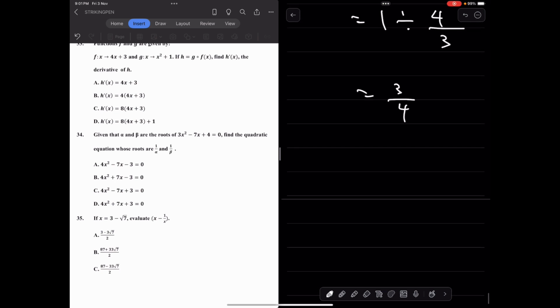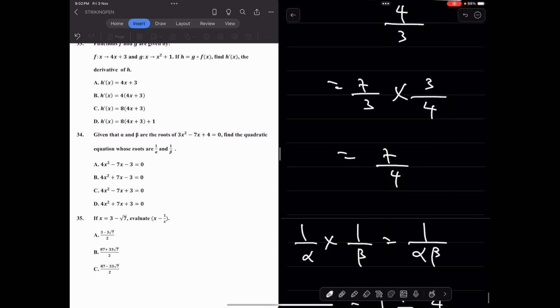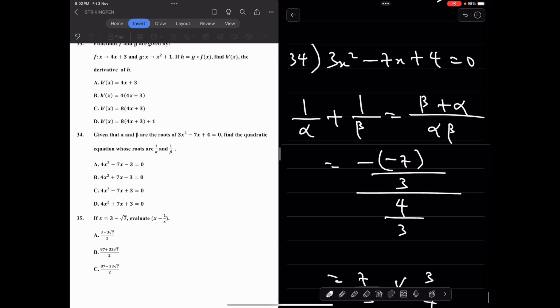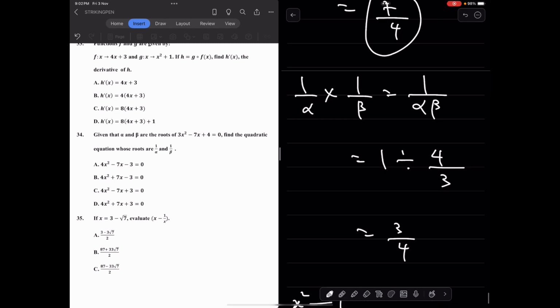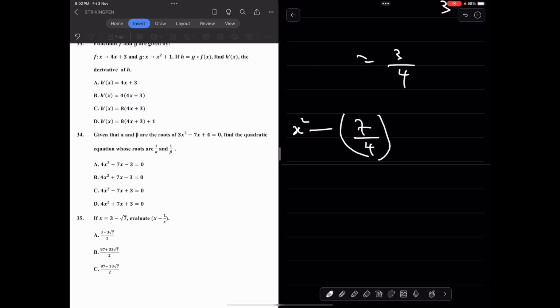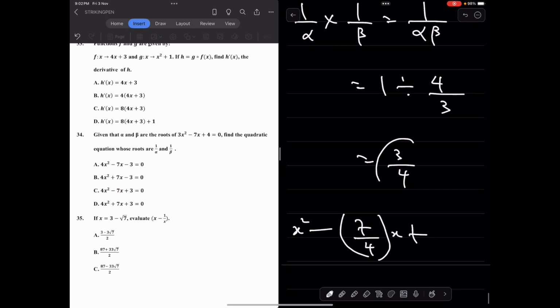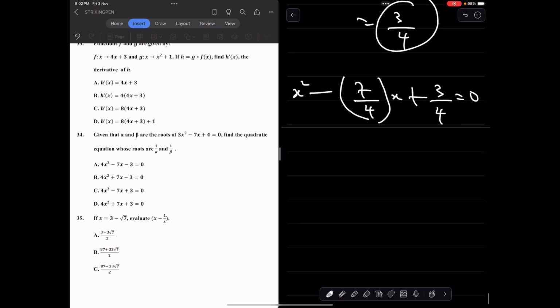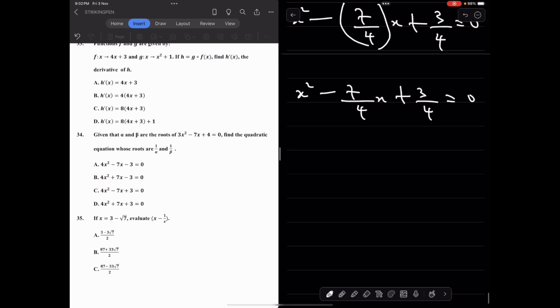Therefore, the equation whose roots are 1 over alpha and 1 over beta will be x squared minus the sum of the new roots, which is 7 over 4. Is that the sum of the new roots? Yes, that's correct. The sum of the new roots is 7 over 4. So x squared minus 7 over 4 times x plus the product of new roots, which is 3 over 4, equals 0. And that's the same as x squared minus 7 over 4x plus 3 over 4 equals 0. If I multiply through by 4 to clear the fractions, I'm going to have 4x squared minus 7x plus 3 equals 0.